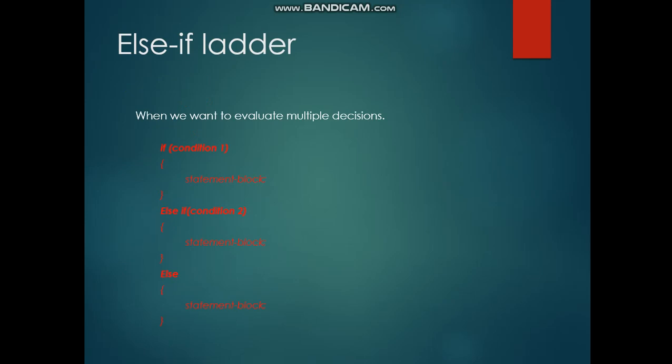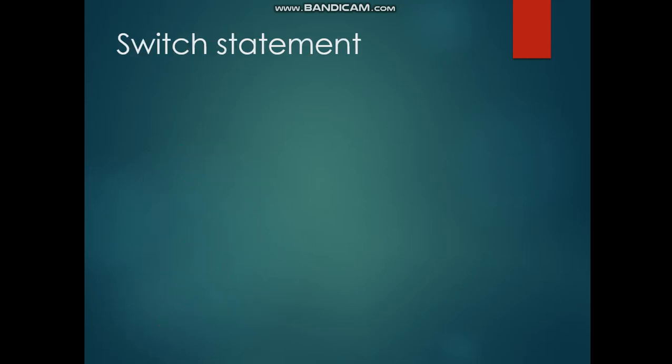In else if ladder, we have many ifs with conditions, like condition 1, if it becomes true, then this statement. Condition number 2, if it is true, then this statement will be executed. If none of the conditions is satisfied, then the else part will be executed. Do not worry students, when we see the program, you will be able to understand it properly. Let's move to the switch statement.